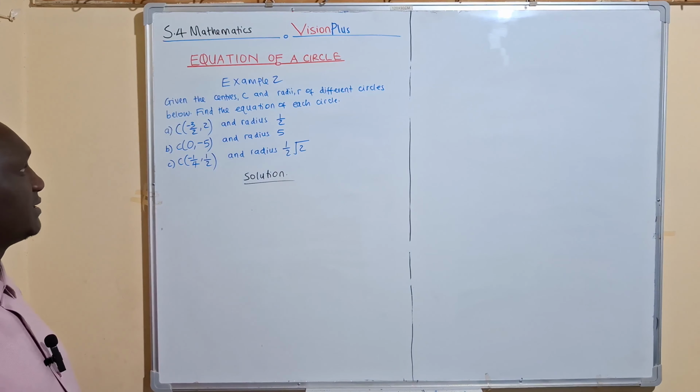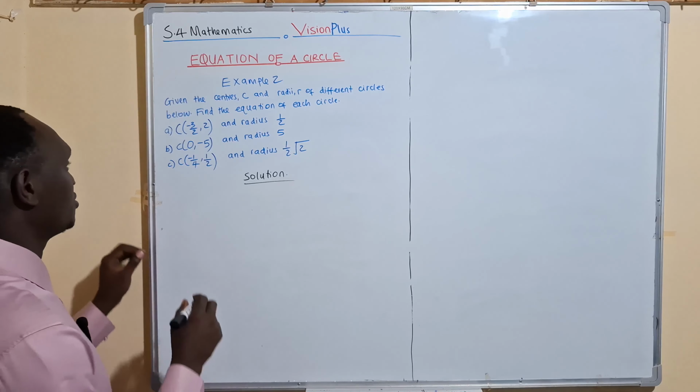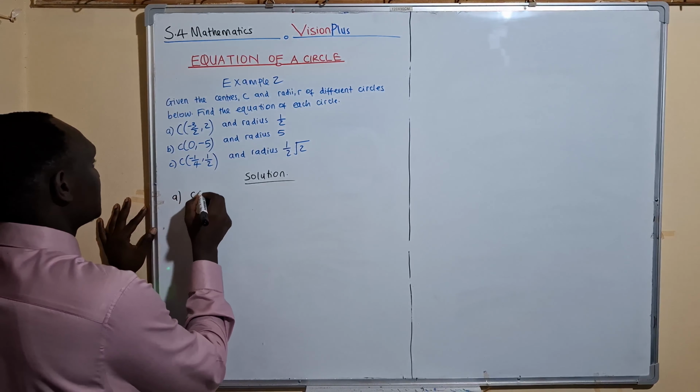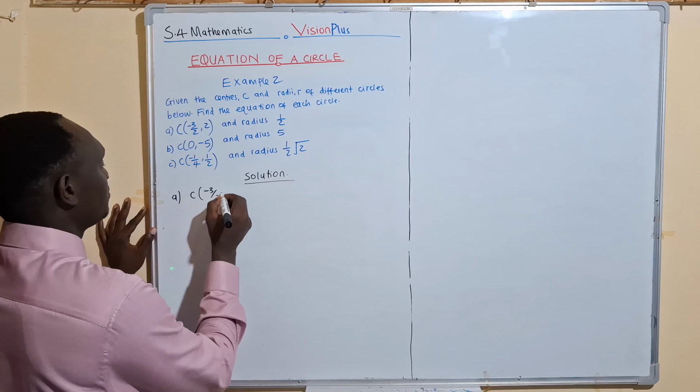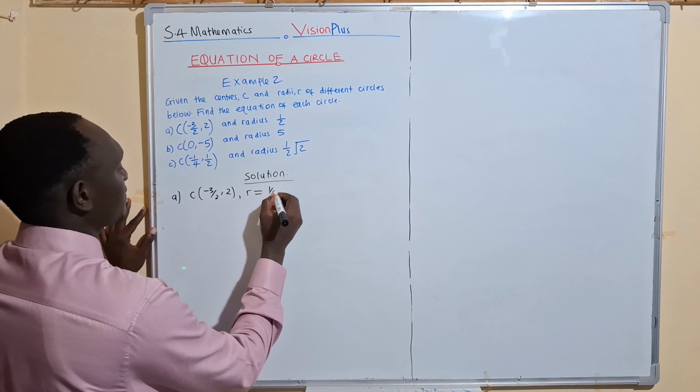Example 2 has given us the radii and the centers of circles, and then they want us to find the equation of each circle. So for part A says that we are given center -3 out of 2 and 2 and radius of a half.